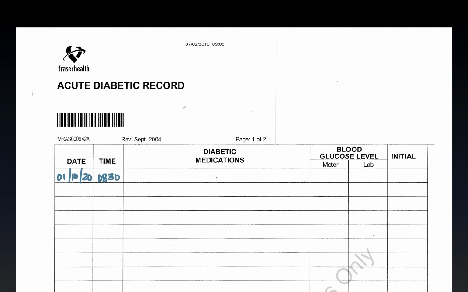The patient does not require any diabetic medications at this time, so we can go ahead and draw a line through there. And the patient's blood glucose reading is 5.4.